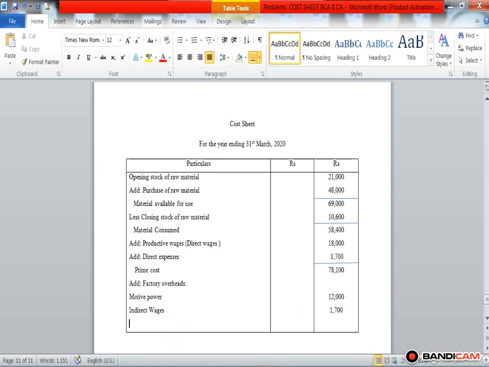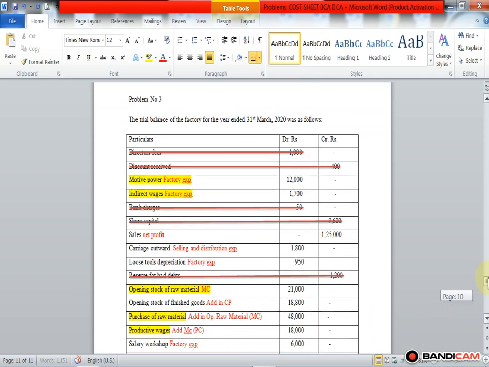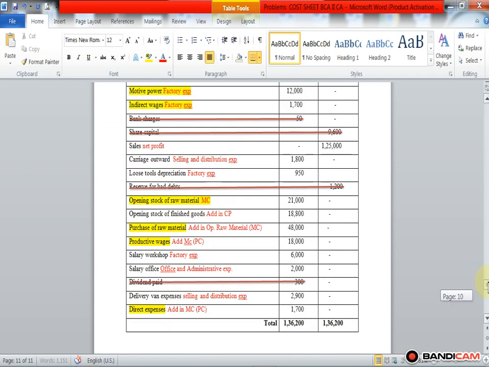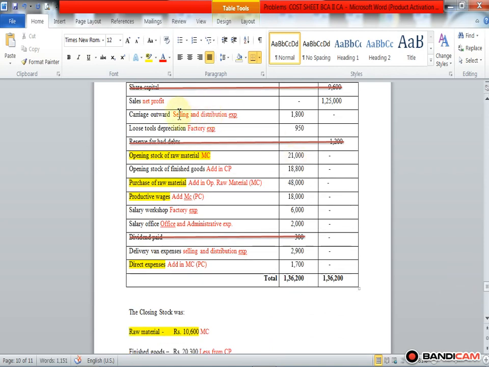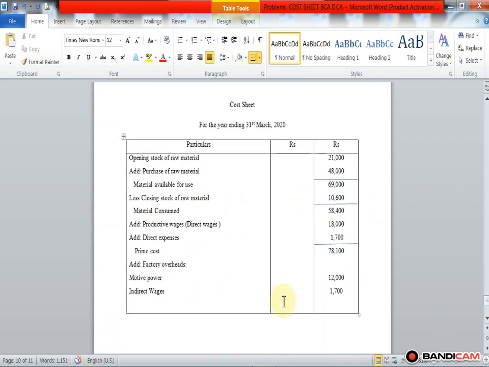Next, find other expenses which are related to factory. Motive power transferred, indirect wages transferred, sales are used for finding out the net profit. Loose tools used in factory are an expense related to factory, so 950 is transferred to factory overheads. Here depreciation on loose tools 950.